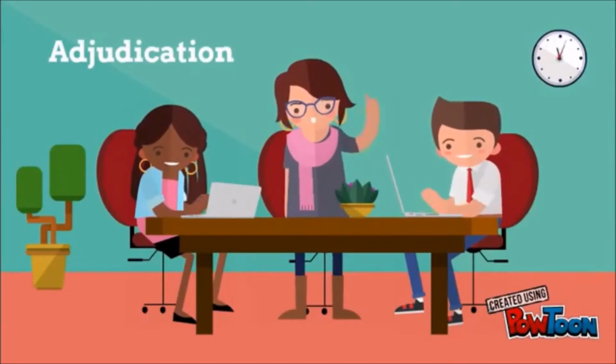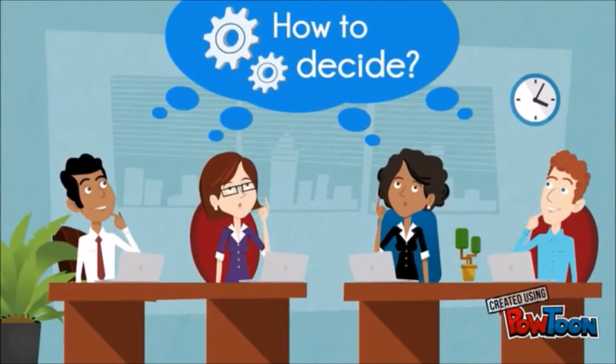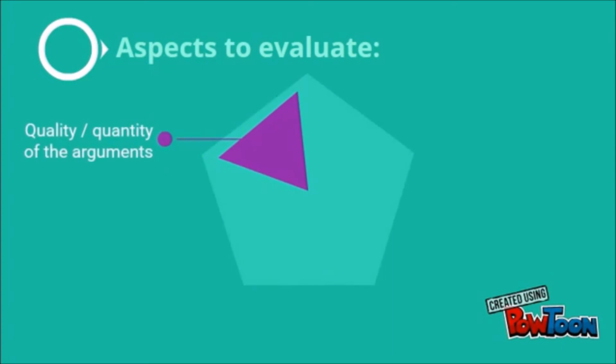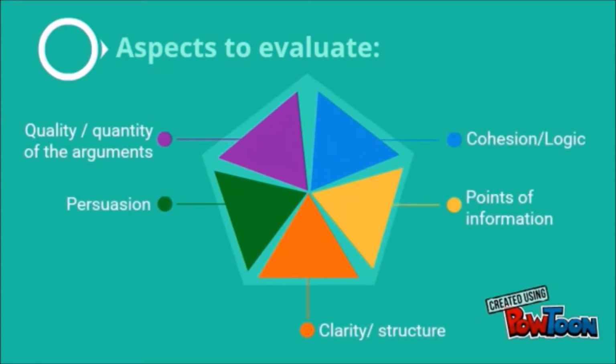In the end of all this, you have adjudication, aka decision time. So how to decide? You need to evaluate the quality and quantity of each team's arguments, their persuasion, clarity and structure of speeches, also the POIs if they existed, and the cohesion and logic of the arguments. Then you must weigh all this and make an impartial decision.